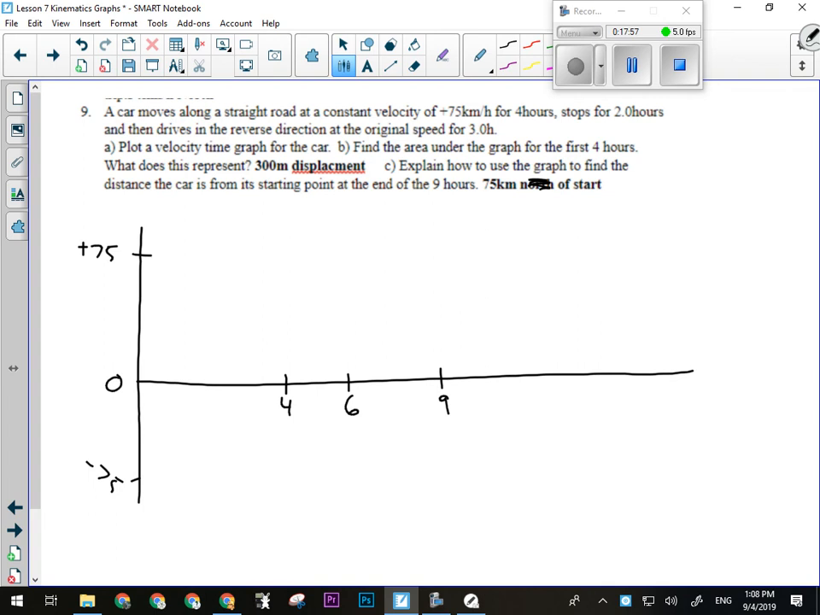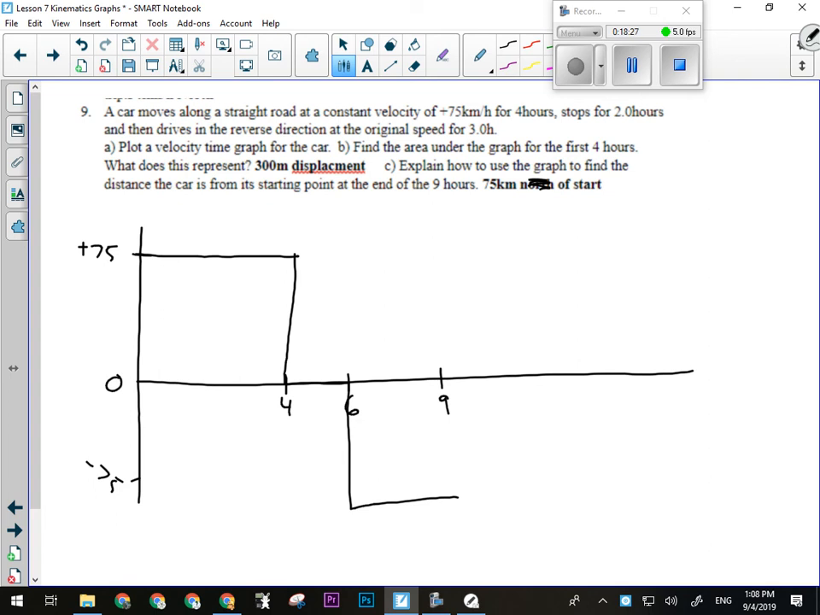We're going to travel at 75 kilometers per hour for 4 hours. And then we're going to stop for 2 hours. Then we're going to go backwards for 3 hours at 75 kilometers per hour. There's my graph. That's what my velocity versus time graph should look like. It shows me going forwards at 75 for 4 hours, backwards at 75 for 3 hours, and stopped for 2 hours. When I'm stopped, my velocity is 0.